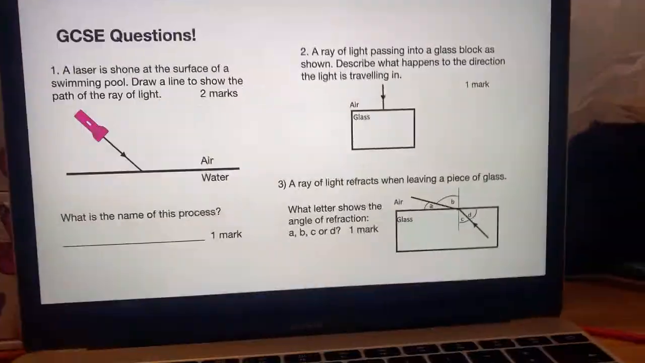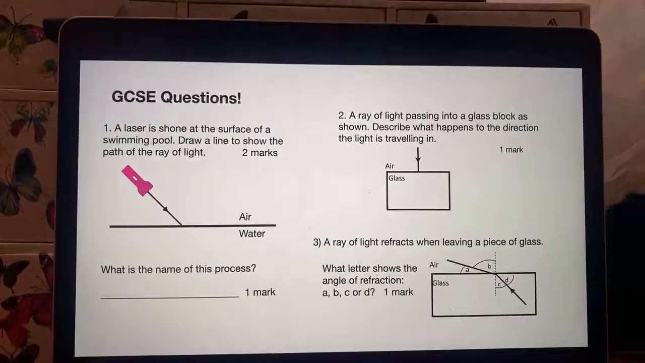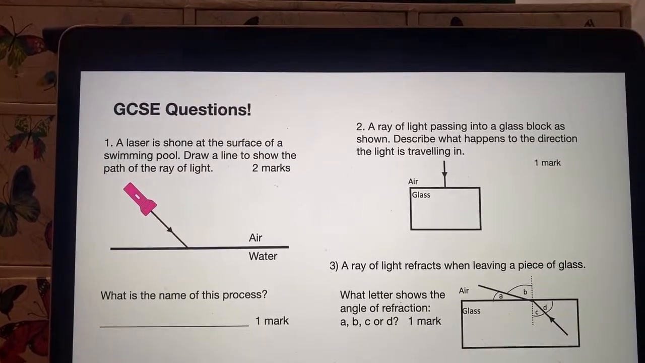Right. Have a go at these GCSE past-paper-ish questions that I wrote myself for copyright reasons. And then we'll call it a day.